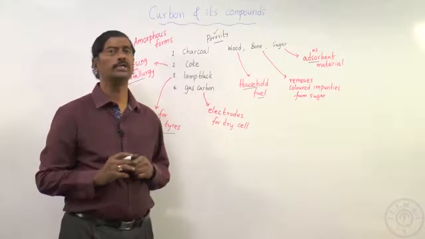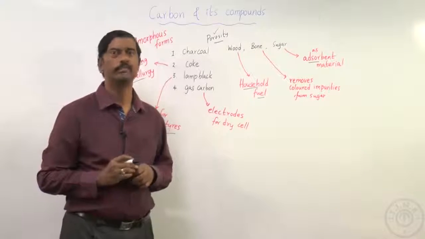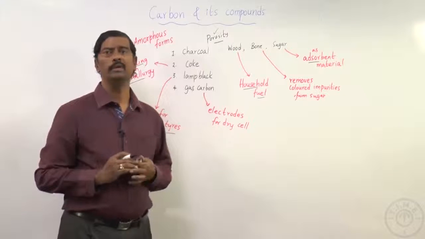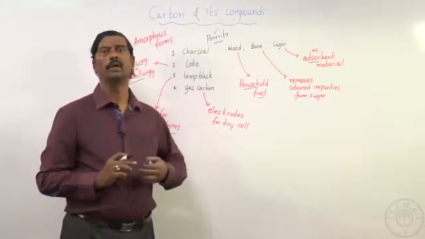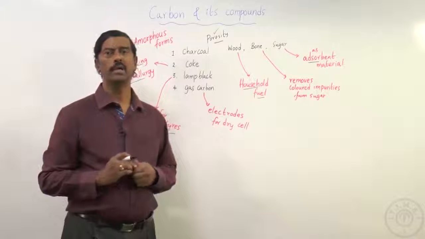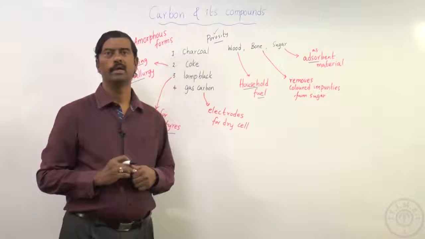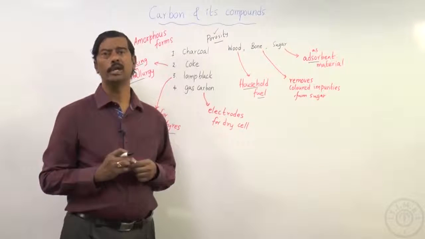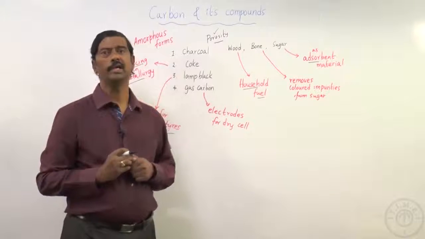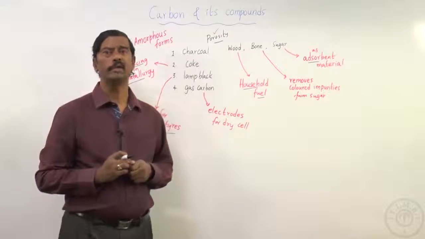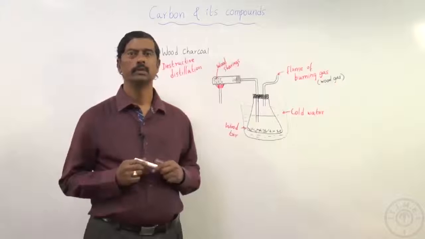So like that we have different applications of the amorphous forms too, and wherever needed, a particular allotrope of carbon is made use of. Because of its varied applications, we again say that carbon has extensive applications.